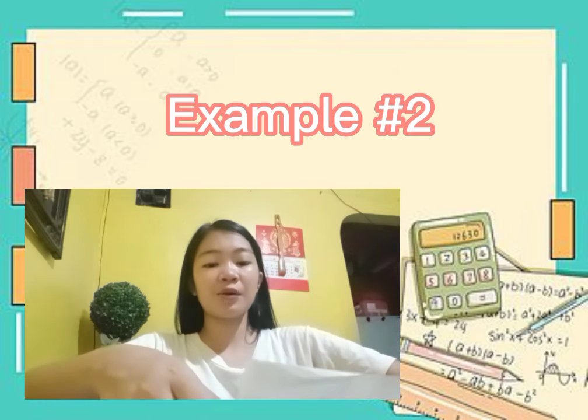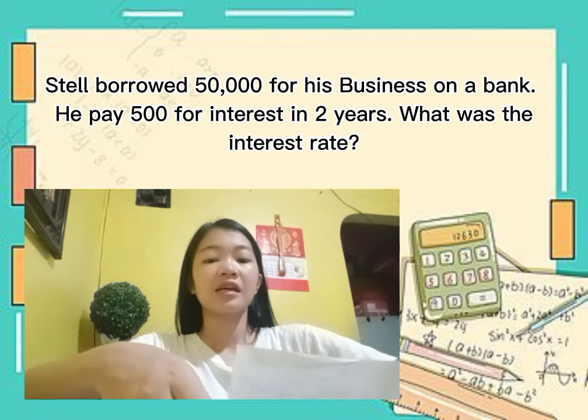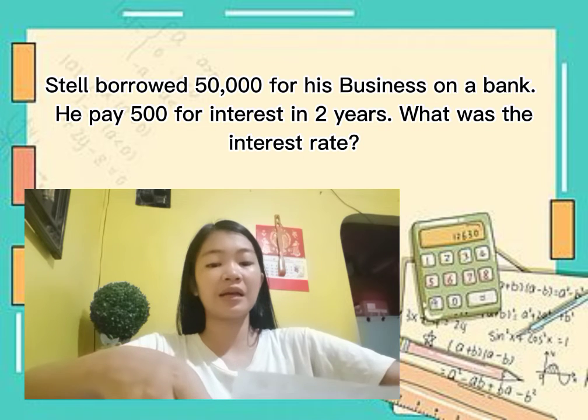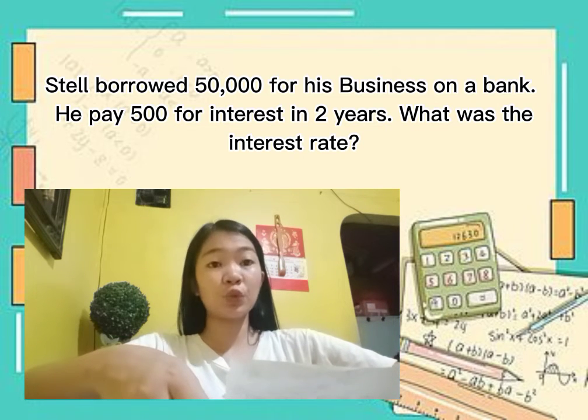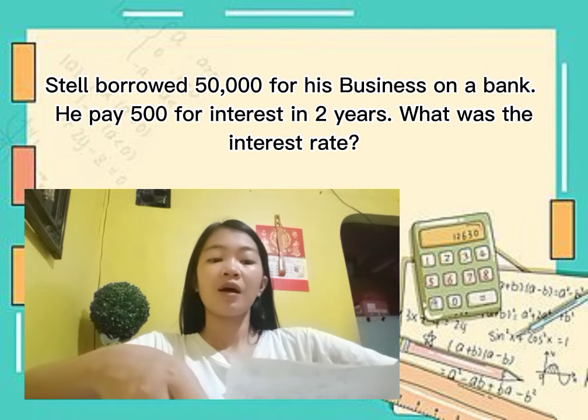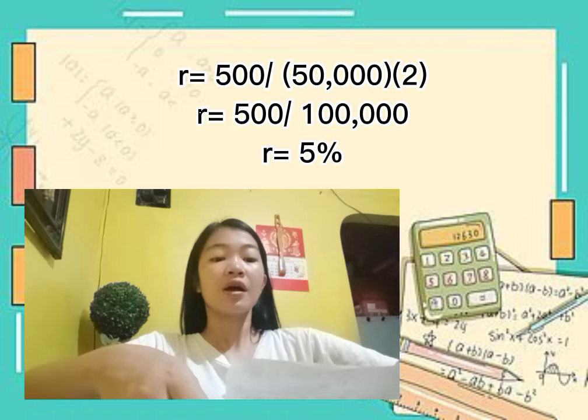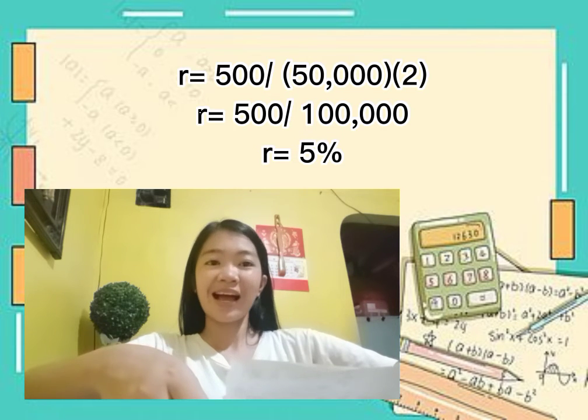The next example is this. Stel borrowed 50,000 for his business from a bank. He will pay 500 in interest in 2 years. What was the interest rate? We have 500 as our interest, divided by 50,000 as our principal, and then times 2 years. The answer is 500 over 100,000 equals 5%.